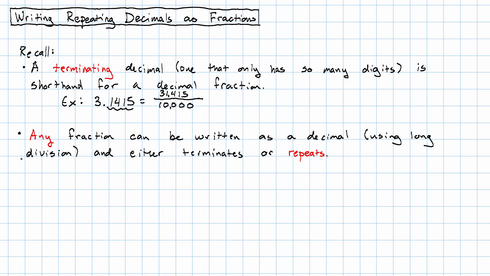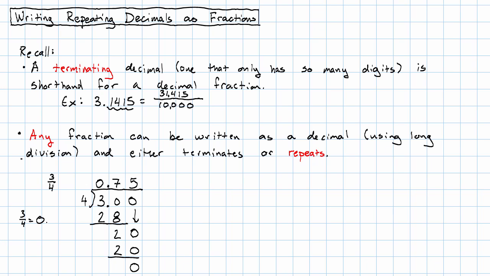Any fraction can be written as a decimal using long division, and it'll either terminate or form a repeating pattern. So, for example, 3/4, I can divide 4 into 3.00. 4 goes into 3 0 times. 4 goes into 30 7 times, because 7 times 4 is 28. 2 left over. Bring down the 0. 4 goes into 20 5 times. Nothing left over. 3/4 equals 0.75, a decimal that terminates.